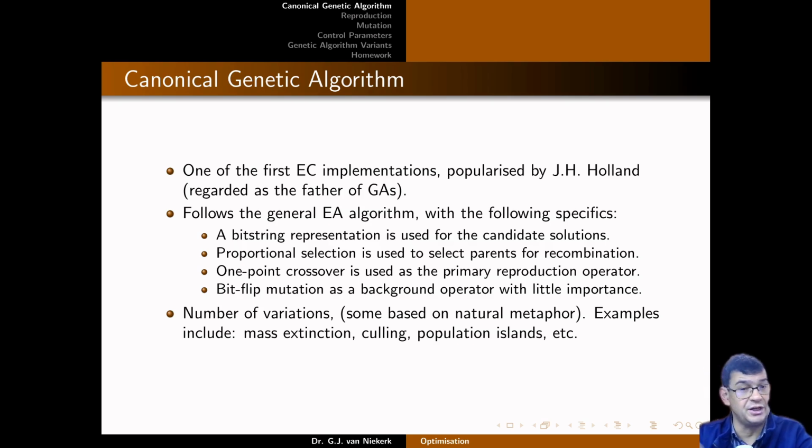Although you'll see that mutation is actually a pretty important step to get good solutions. There's also a number of variations on this. This would include things like mass extinction, culling, population islands, even interactive fitness functions. But we'll have a look at each of these in the next few slides.